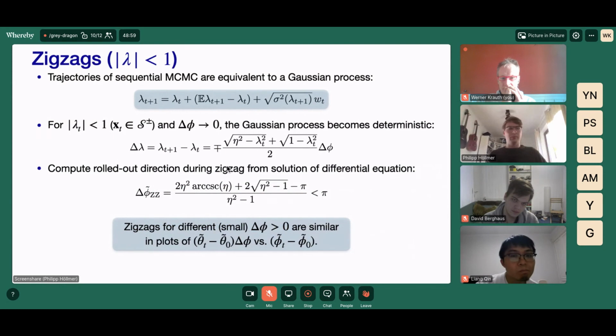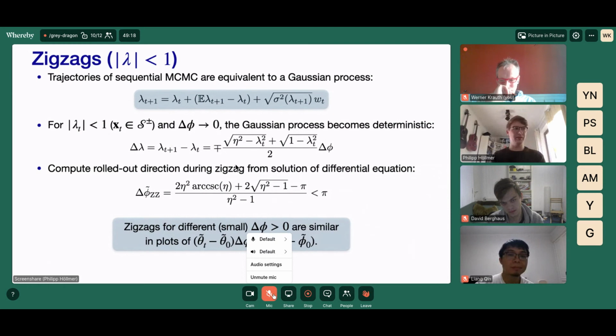We can use the solution of our nonlinear differential equation, which is written here, to compute the change of the direction during a zigzag. I've written down the solution here. It looks more or less complicated. The important point is that the change of the rotor direction during such a zigzag only depends on eta, so the ratio of the big R and the small r, so how thin we make our ring basically, but it does not depend on delta phi anymore.